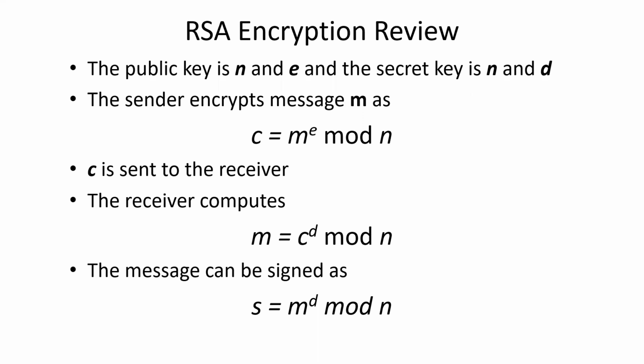The receiver then, who wants to decrypt it with their private key or secret key, raises C to the D mod N, and they end up with the original message. So that's how we do it. All right, and because you can encrypt things with either the secret key or the public key, you could also sign them by taking the message and raising it to the D power, which is the secret part, mod N, and you get the signature.